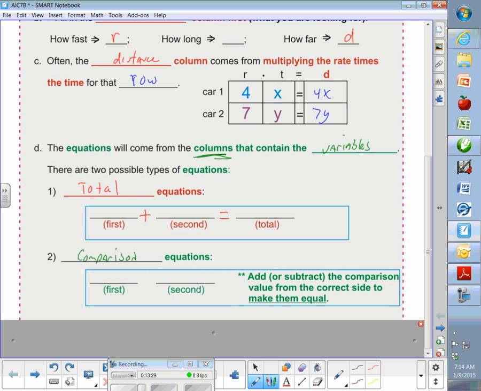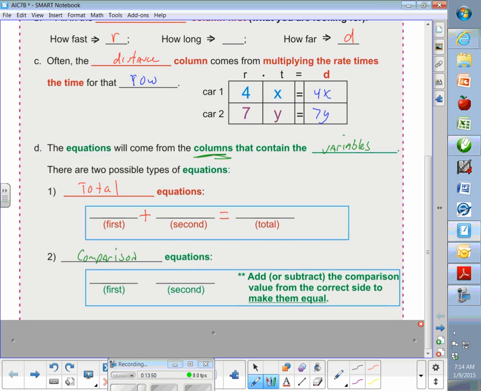If I said you're 7 years younger than me, that's a comparison. Right? If I said you're traveling 80 miles an hour faster than me, oh boy, I better not be going anywhere. That's a comparison. If I said you traveled 5 miles farther than I did, that's a comparison.